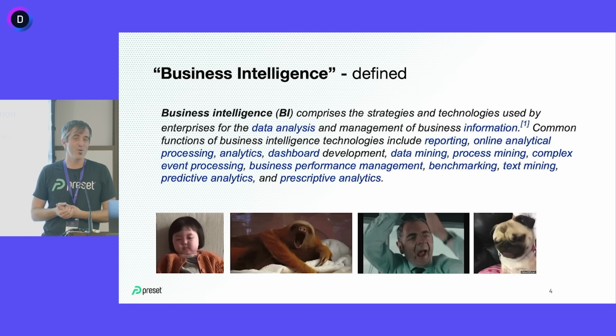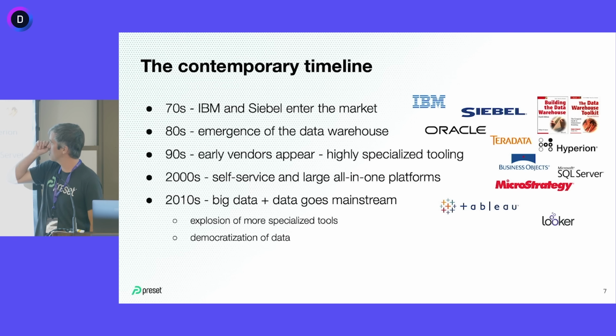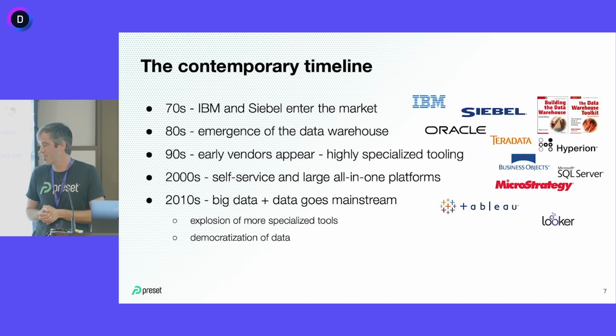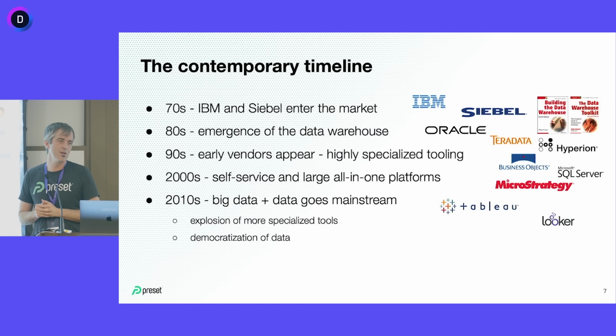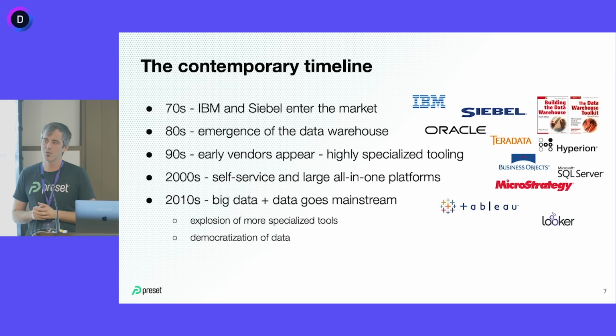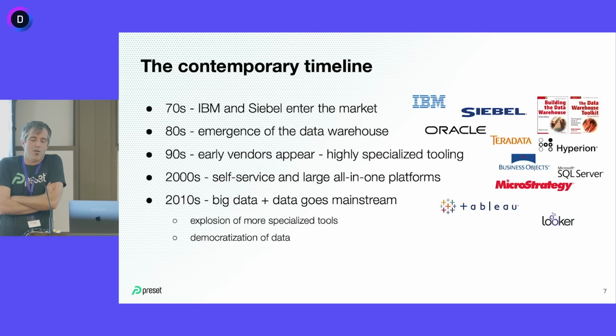In the 90s, books about data warehousing were written, so we started to see the emergence of best practices. The grandfathers of data warehousing, Ralph Kimball and Bill Inmon, wrote their books about data warehouses. And we started to see vendors appear, like Hyperion, who were building very specialized tooling for specialists. So super early on, specialized tooling.